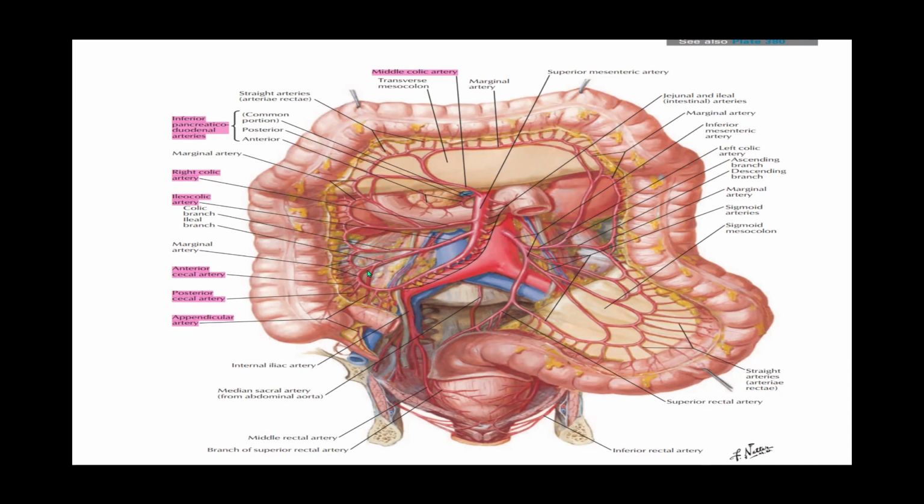From this ileal branch, we can see the appendicular artery coming off. So that's the appendicular artery there. So the ileocolic artery has a colic branch and an ileal branch, and you have that appendicular artery, which supplies the appendix. You can see that coming from this. So it's all from the superior mesenteric artery. Just needed to mention that.